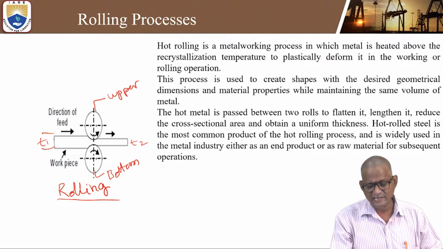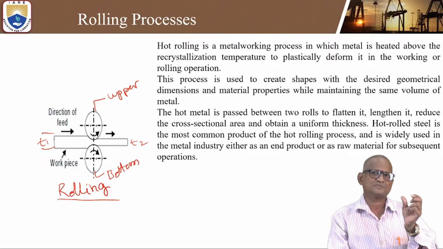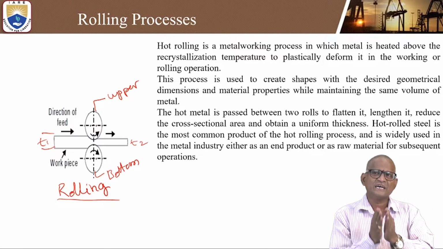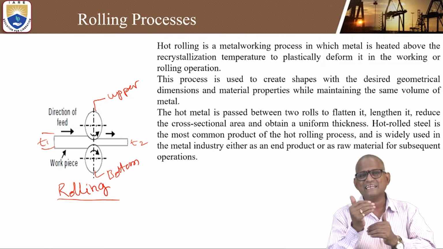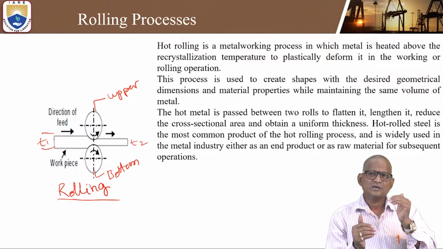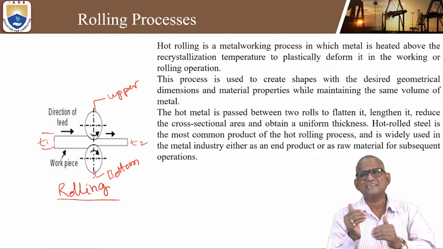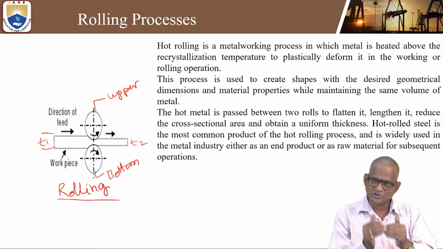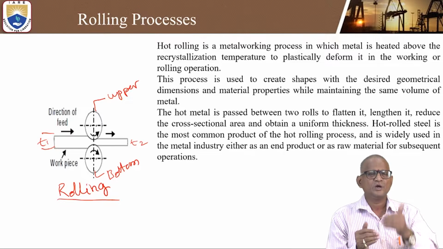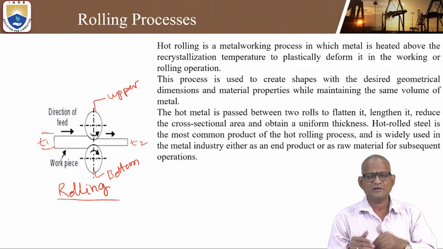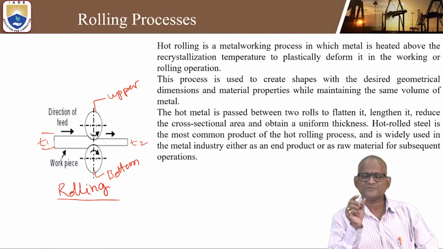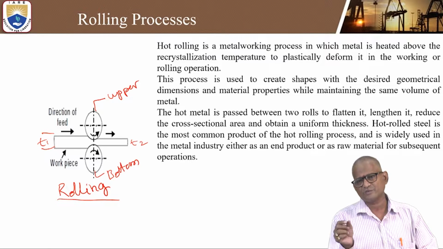So let us see the basic definition of the hot rolling process. As we have discussed earlier, the term hot working can be defined as the process of heating the metal above its recrystallization temperature. Hot working means heating the metal above its recrystallization temperature, and you can call it the hot rolling process. Similarly, cold rolling means working below its recrystallization temperature, or it can be done at room temperature. That is the basic difference between hot working and cold working.